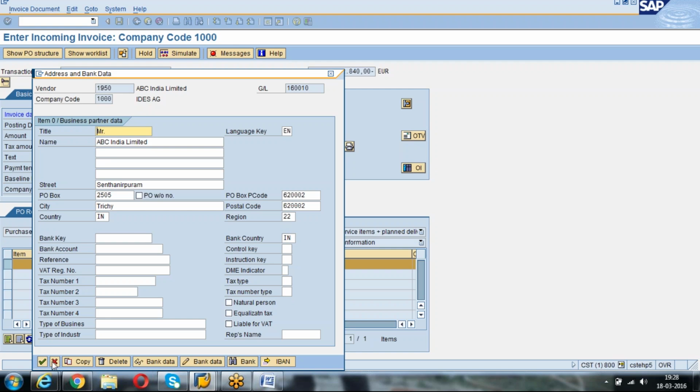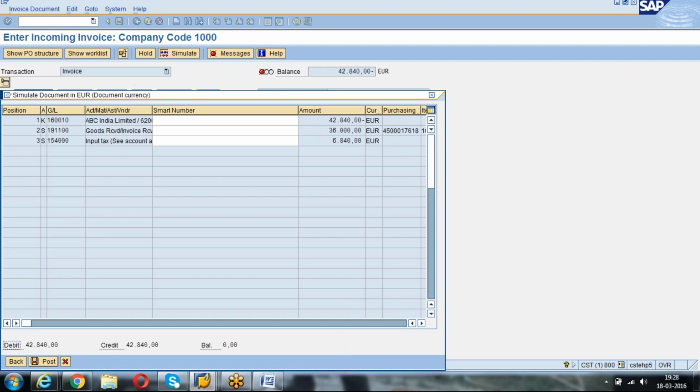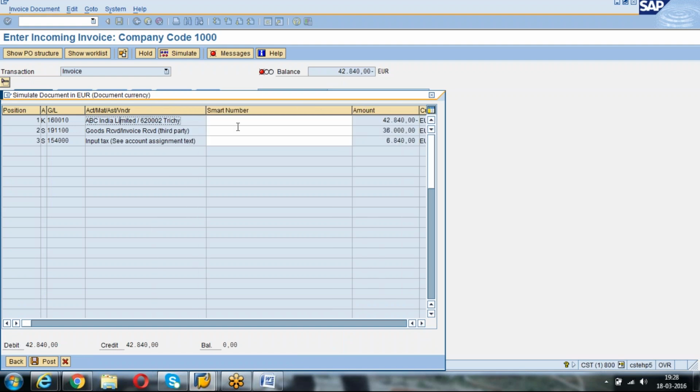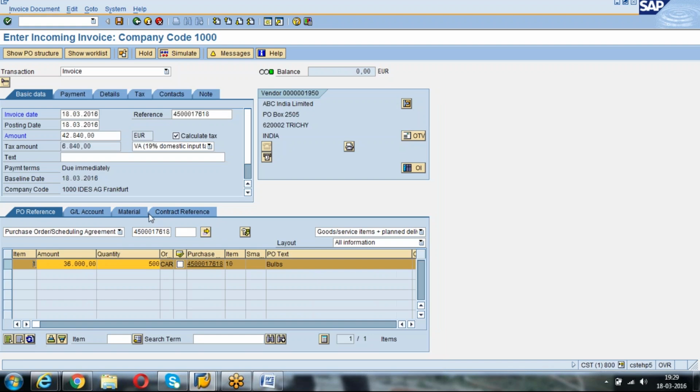These are just vendor details. See here you can verify what details are coming: vendor account is going to credit, GRIR account is going to debit, and tax amount is going to debit. You can see the green light, there are no messages, and then post.